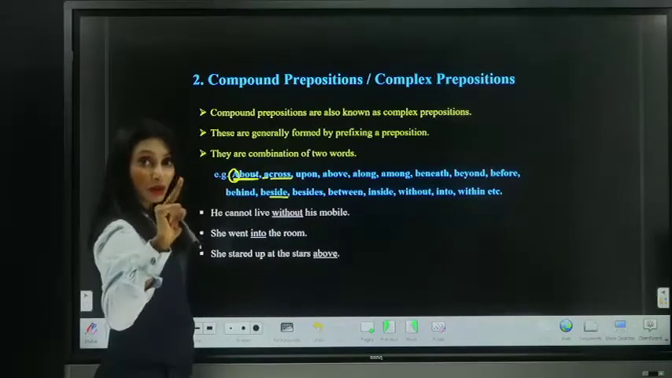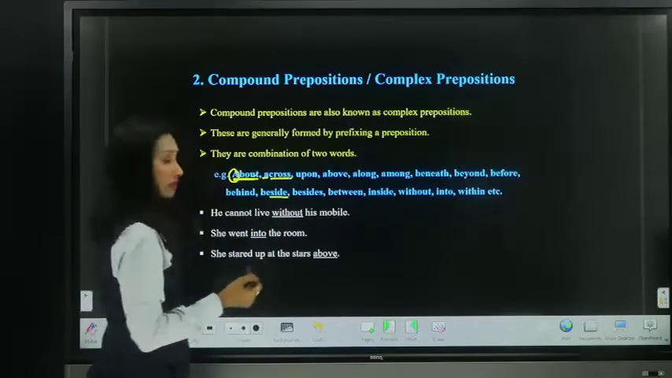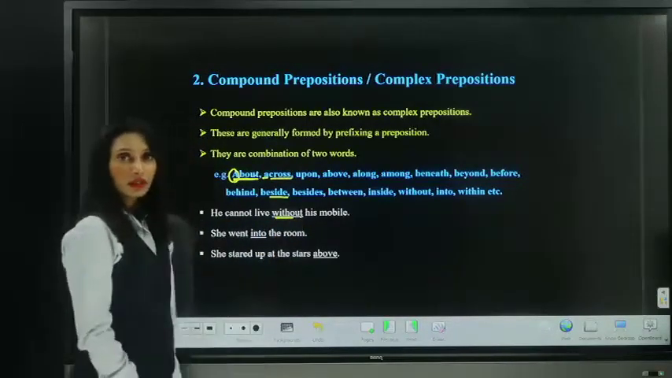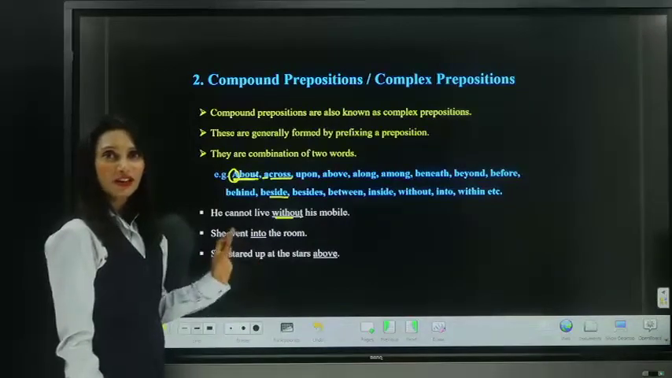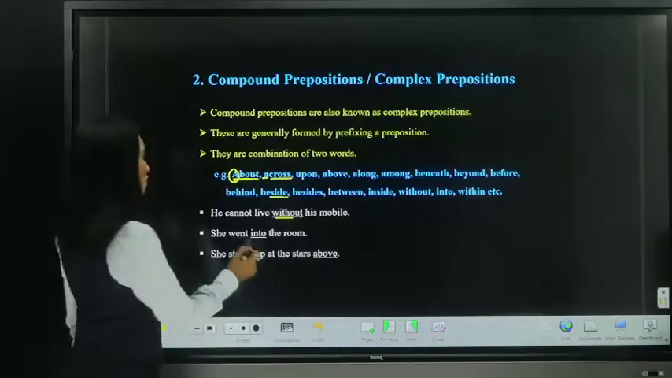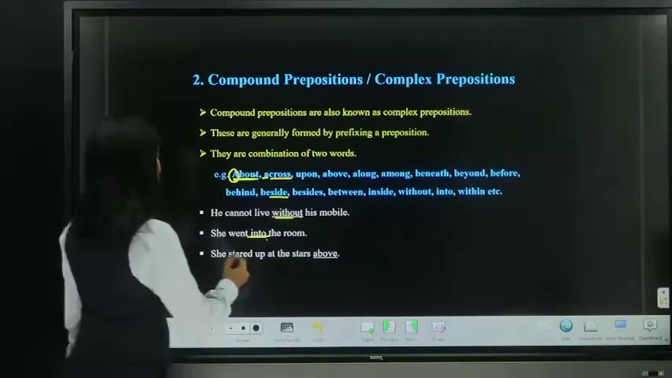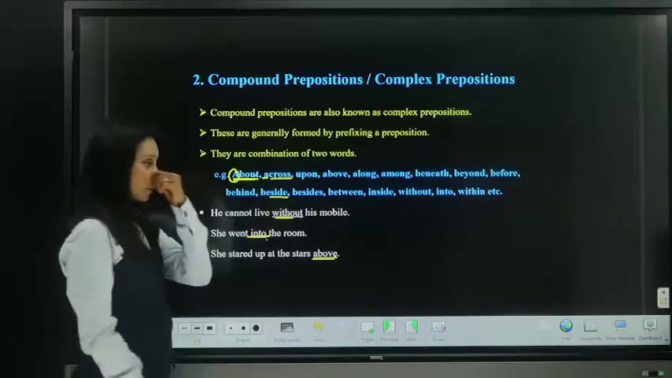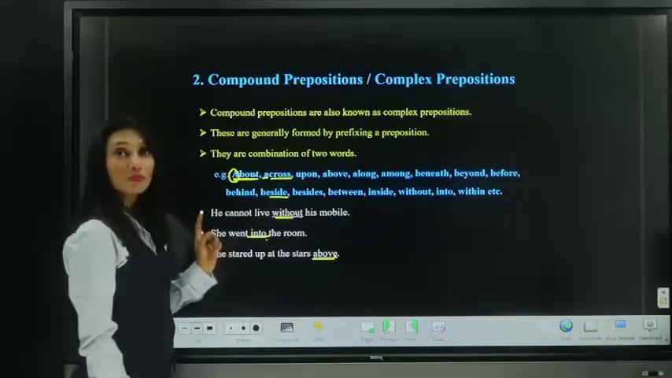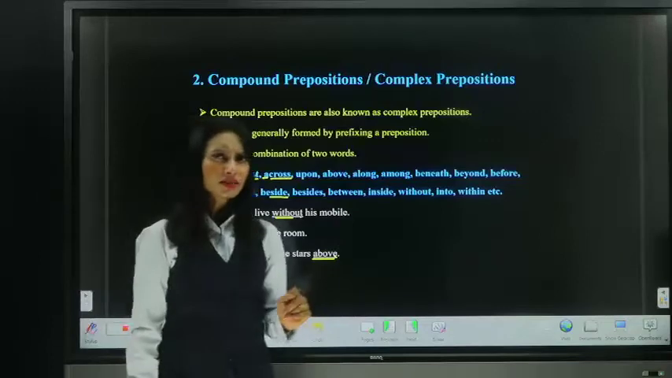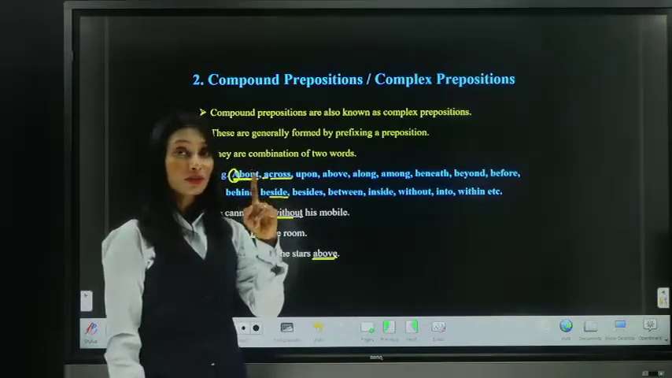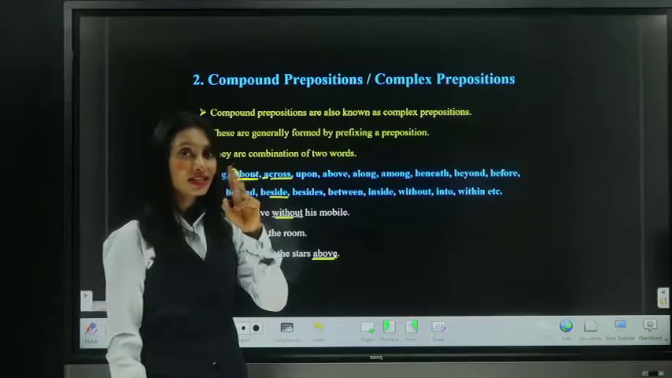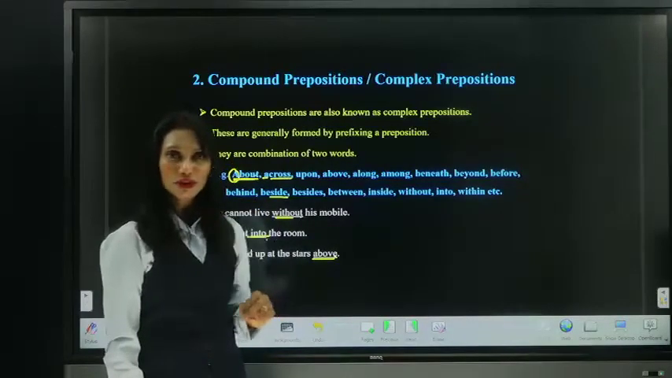I'm emphasizing because we are going to discuss something different apart from this. Now look at these examples. He cannot live without his phone. Not only he, everyone became the same. She went into the room. She stayed up at the stars above. So these are a few examples of compound prepositions. Simple preposition, simple in structure, one word. Compound prepositions, combination of two words but written as a single unit. So that is the difference between simple and compound prepositions.